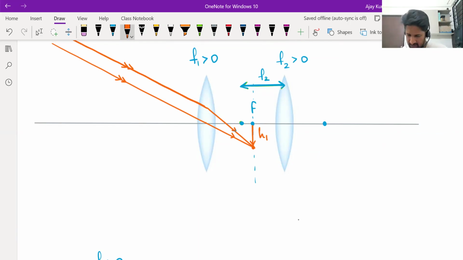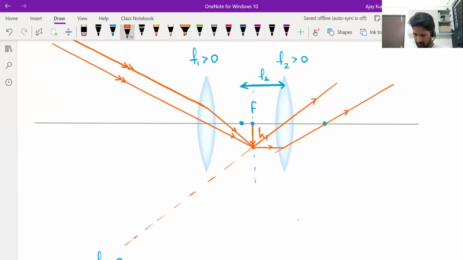So we can do basic ray tracing now, as we always did. We take one ray parallel to the principal axis. What happens? It will pass through the focus after refraction. And another ray directly to the optical center passes without any deviation. Now these two rays, as you can see, are not going to meet after refraction. On the right side, they will not meet because they are going away from each other. Then they will appear to be coming from a common point on the left side. And that common point is here.